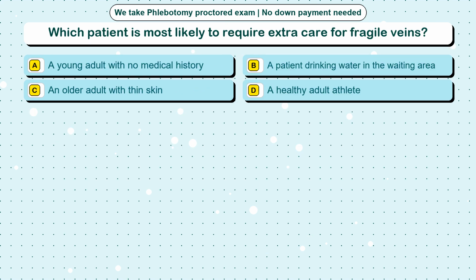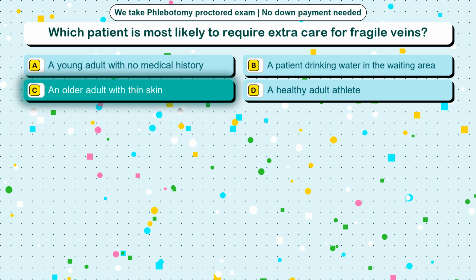Question 93. Which patient is most likely to require extra care for fragile veins? Option A. A young adult with no medical history. Option B. A patient drinking water in the waiting area. Option C. An older adult with thin skin. Option D. A healthy adult athlete. The correct answer is option C.